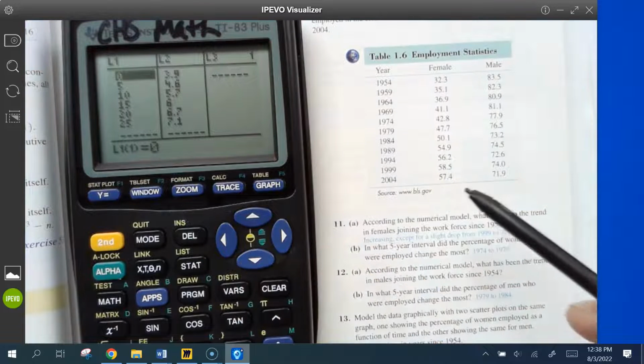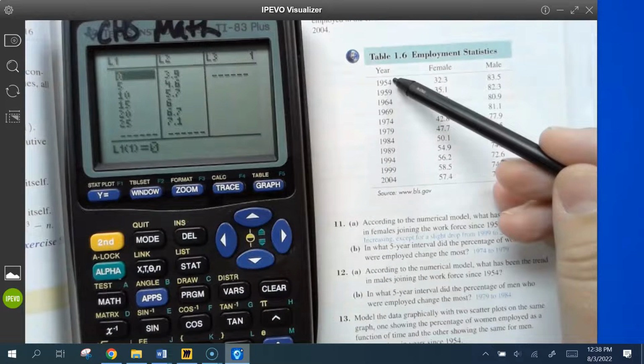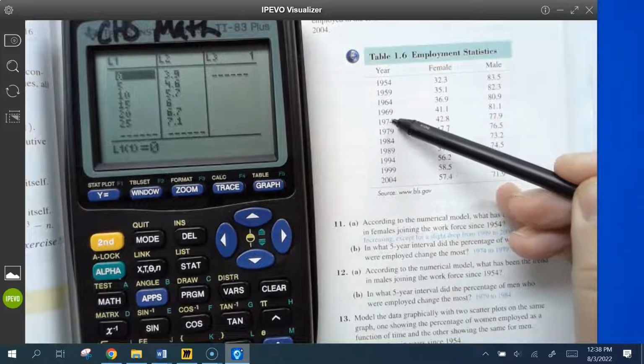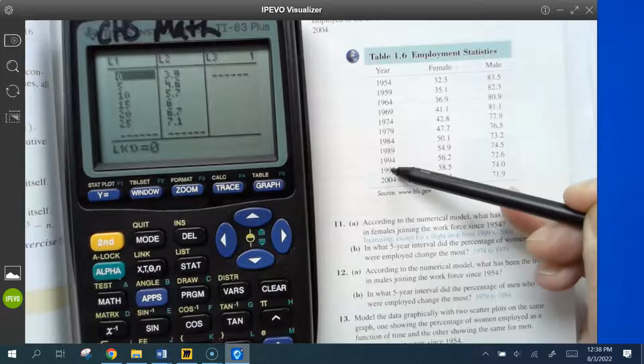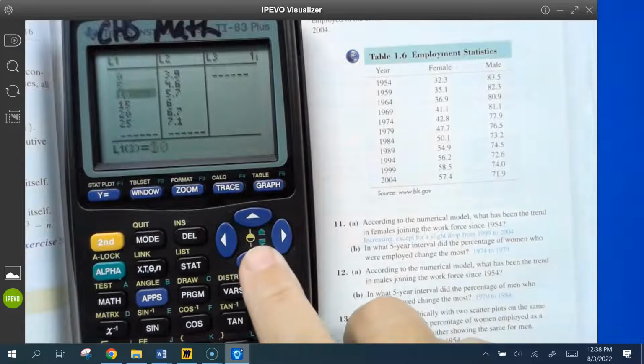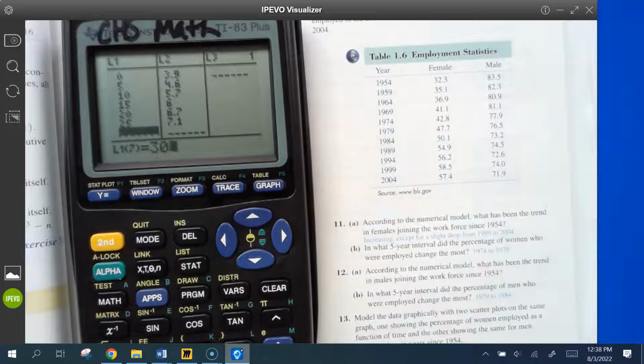Oh, I'd already put this in, hadn't I? No, I hadn't. 0, 5, 10, 15, 20, 25, 30, 35, 40, 45, 50. So I need to go up to 50. I'll get 25, 35, 40, 45, 50. Everybody sees what we did there?